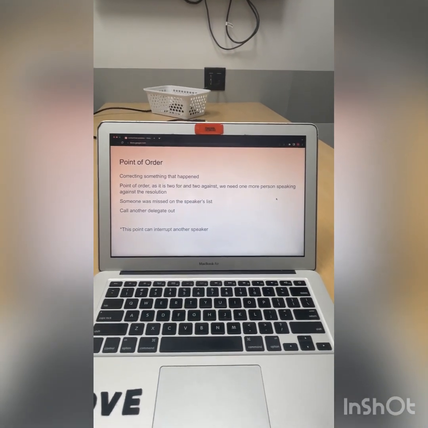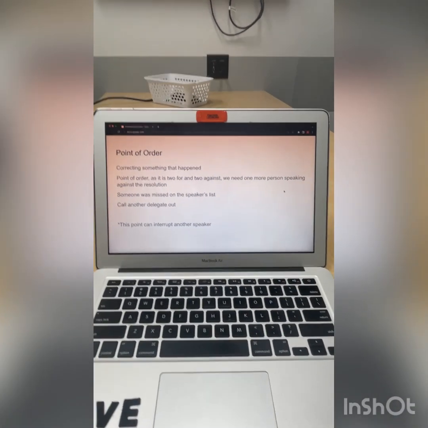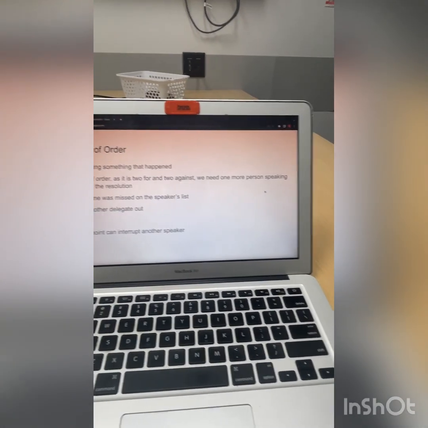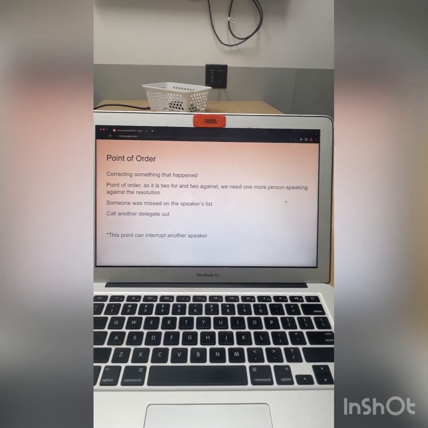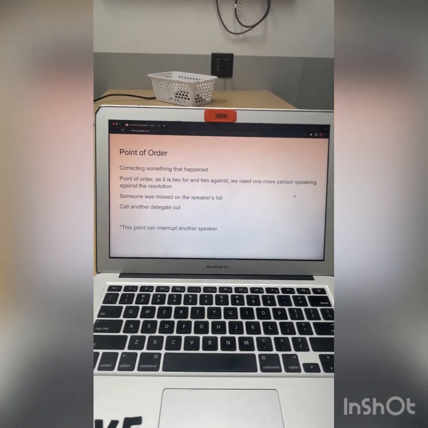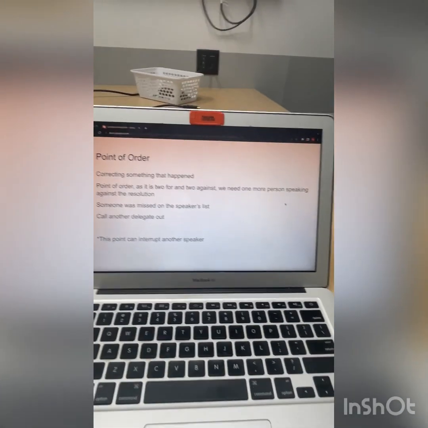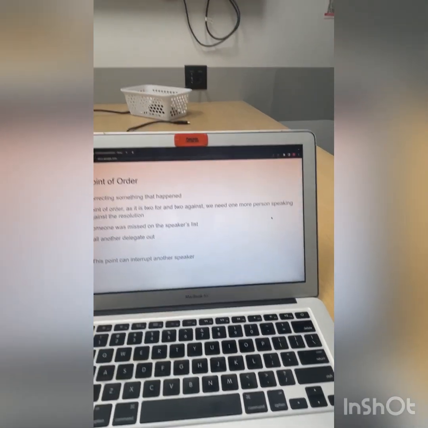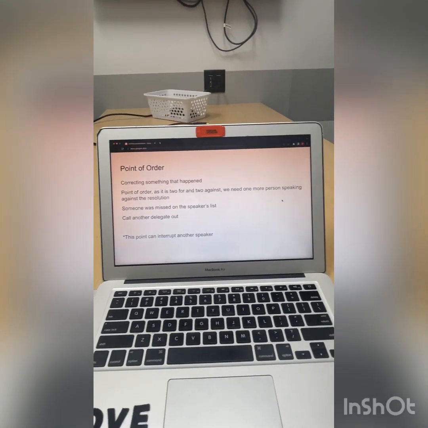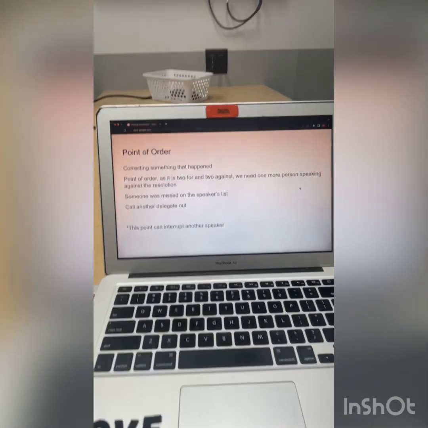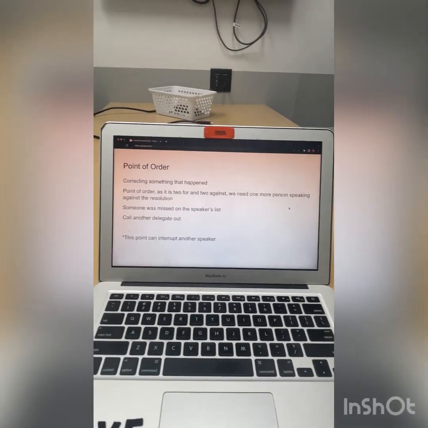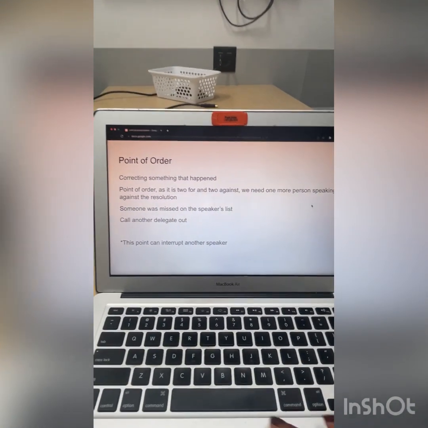Usually the chair will catch that, but sometimes the chair miscounts something. Maybe the chair misses someone that's on the speakers list, misses the timing, and maybe you just want to call another delegate out because they did something. Maybe they are using a cell phone in the 1800s. Who knows? All these points, by the way, can interrupt another speaker during moderated caucuses and speakers lists.